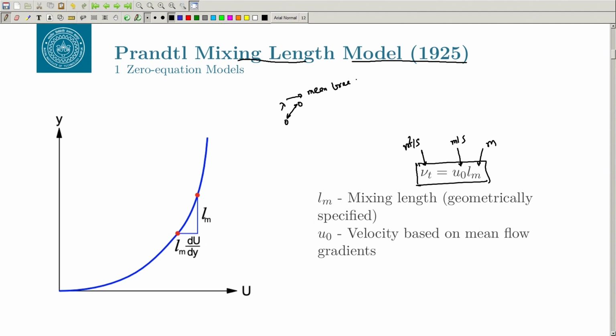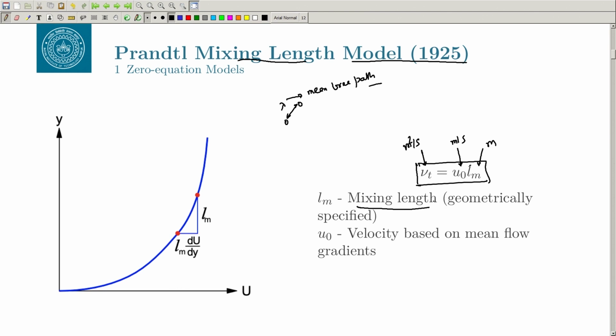So, using the same idea, Prandtl proposed a length called the mixing length, Lm. As we said, the eddies are of different sizes, so prescribing one single length scale is not an easy task, but we can borrow the idea of Prandtl.